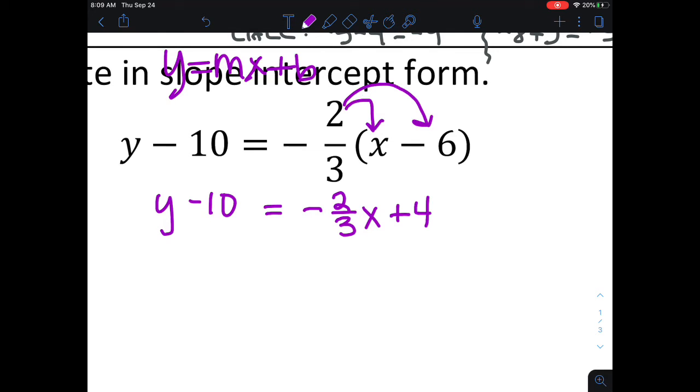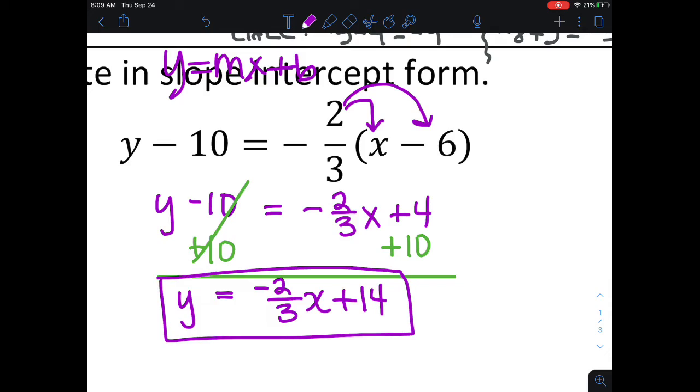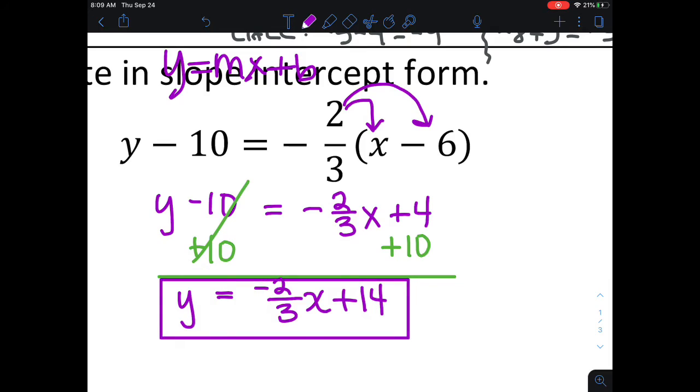Okay, next thing that we need to do is add 10, right? Because we got to get rid of that minus 10. So we have to do the opposite. And that's going to 0 out. It's a 0 pair, so we cross it out. Then it leaves y by itself equals -2/3 x plus 14. And now it is in y equals mx plus b form, and we're done.